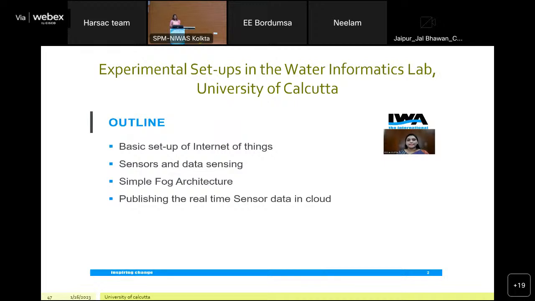Sensors and data sensing using different microcontrollers, a simple implementation of fog architecture, and publishing the real-time data in sensor cloud modules, which we have been implementing in the University of Calcutta.